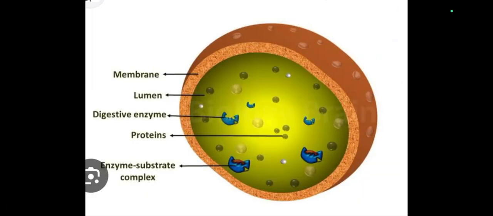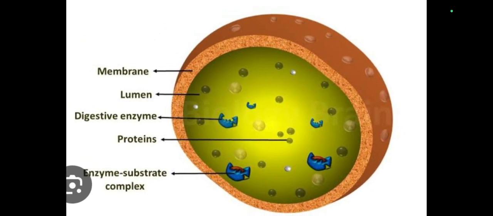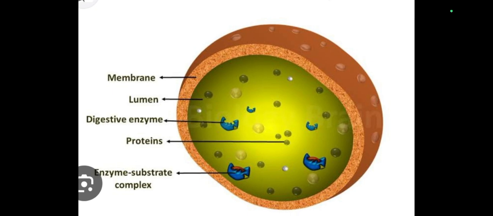Let me show you the diagram. So this is the diagram. They are just simple single membrane bound organelles which contain digestive enzymes in them. As you can see over here, they contain digestive enzymes. The digestive enzymes are also called lysozymes, for intracellular digestion and waste disposal.